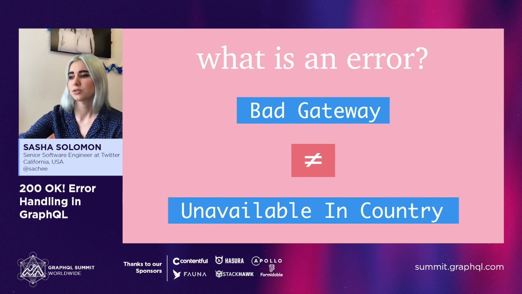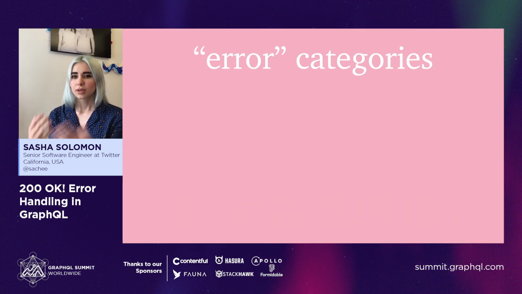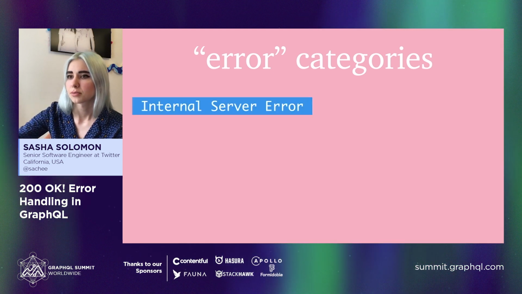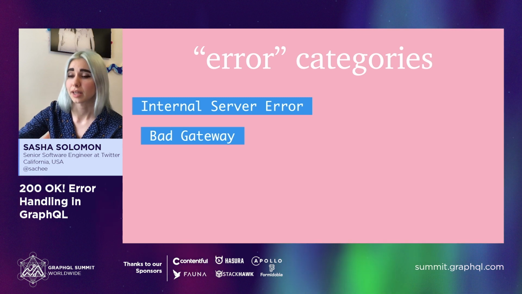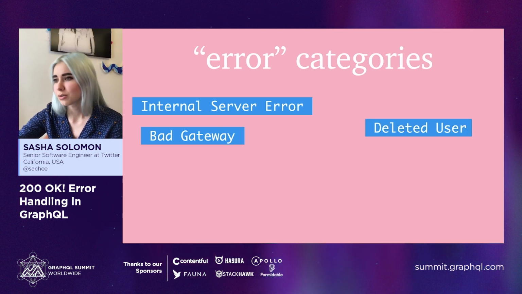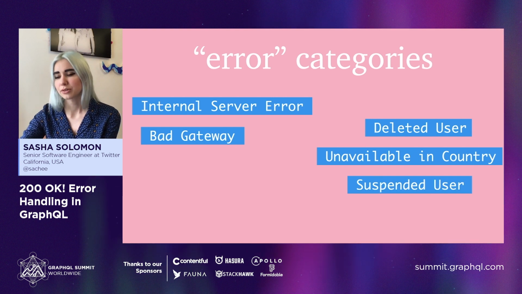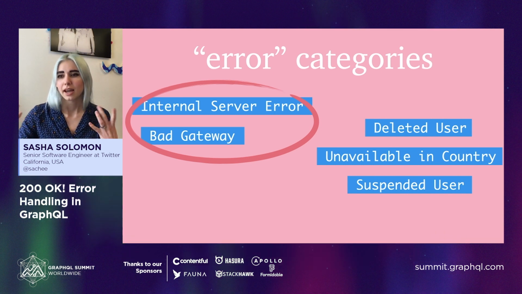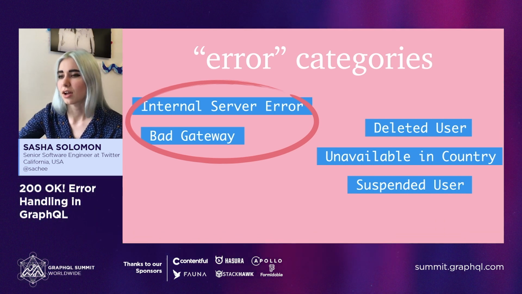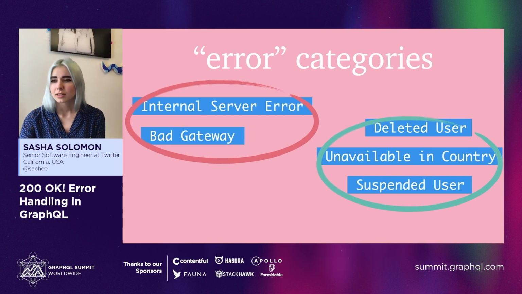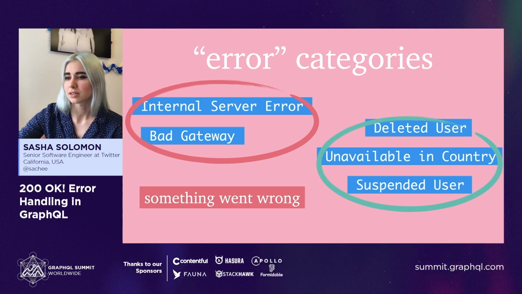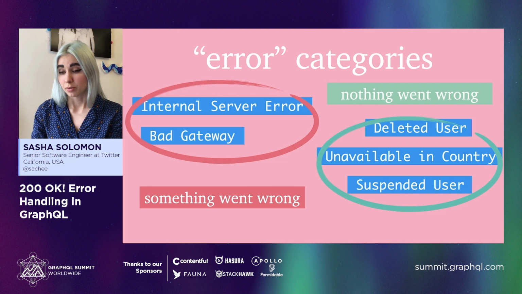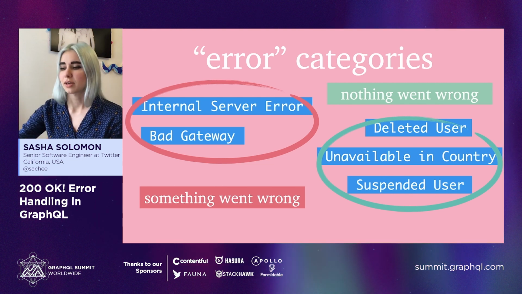So that leads us to error categories. Let's try to categorize these errors. What's different about them? Things like internal server error and bad gateway, and then deleted user, unavailable in country, suspended user, we're starting to group these. These first things seem more like errors, like something went wrong. This is not great. And these other things seem like maybe something didn't go as wrong. So: something went wrong, versus nothing went wrong.